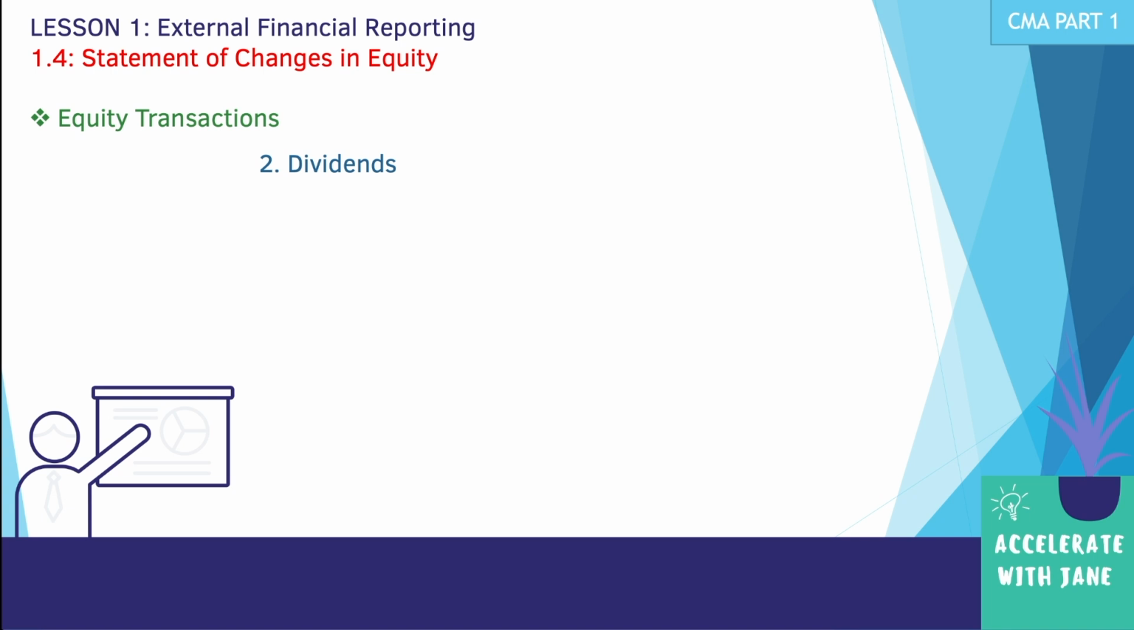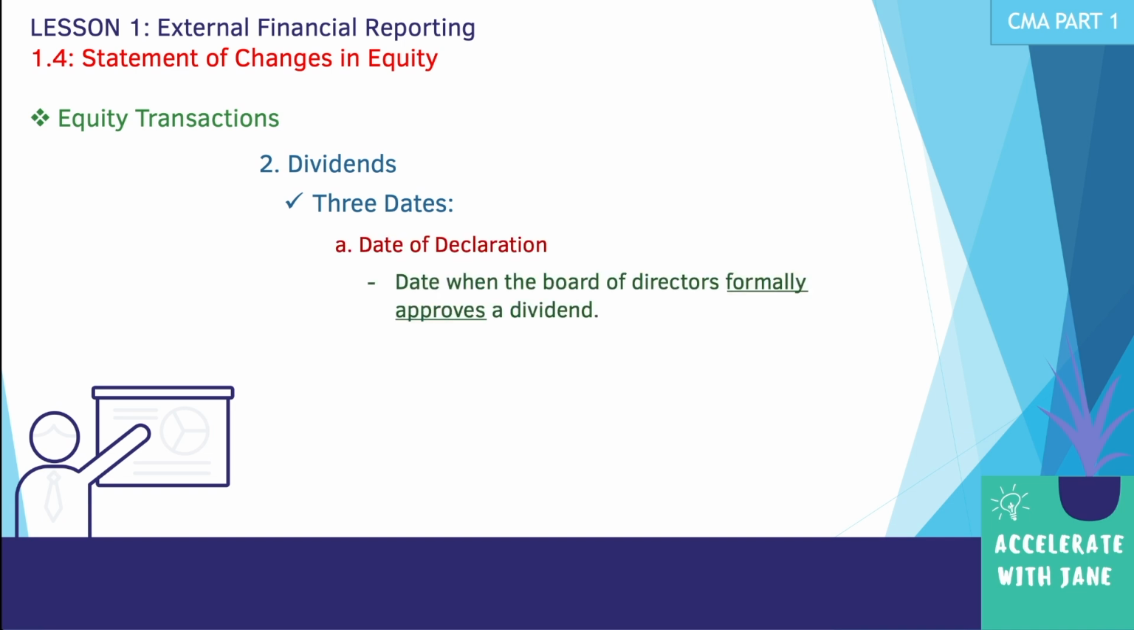Now let's talk about the dividends. So first, let's be familiarized with the three terms. We have the three dates here. First, the date of declaration. So this simply means the date when the board of directors formally approves a dividend.